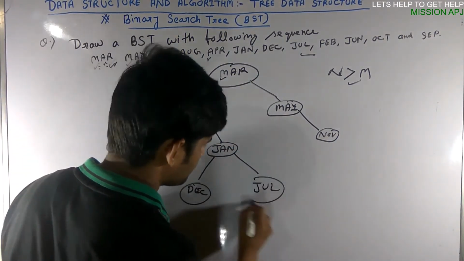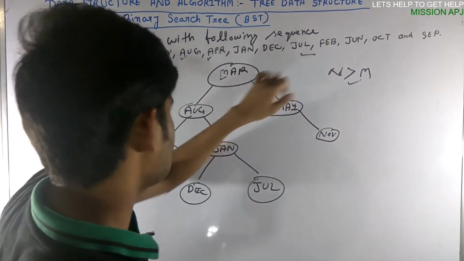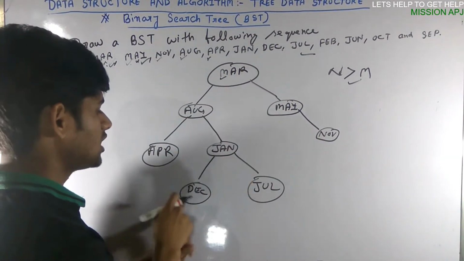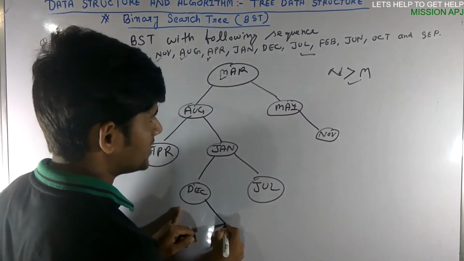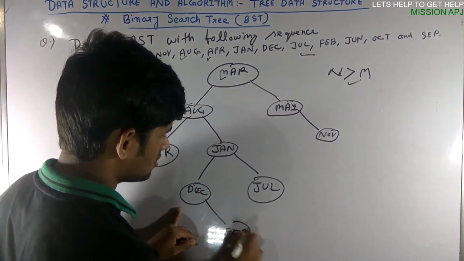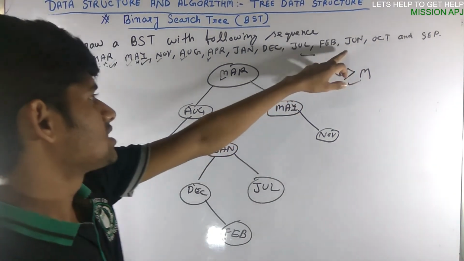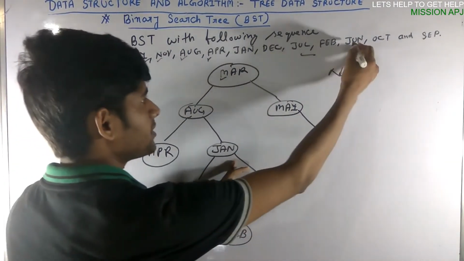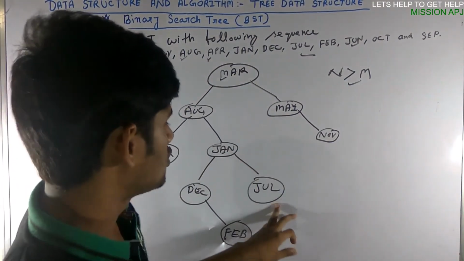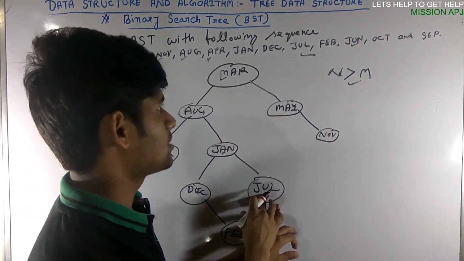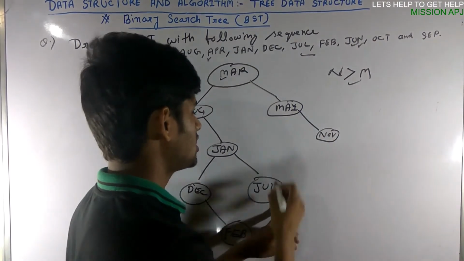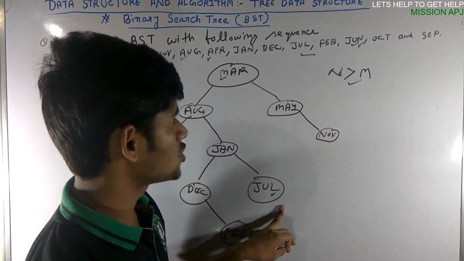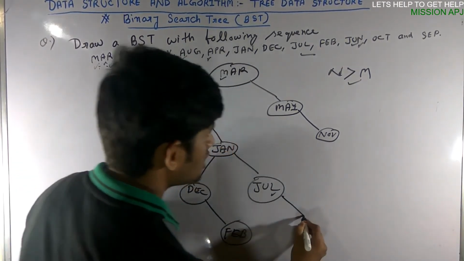So JUL. Fine. February, FEB. F is less than M. Come here. F is greater than A. Go right. F is less than J. Go left. F is greater than D. So go right. So FEB. Now June. J is less than M, go left. J is greater than A, go right. J is equal to J, fine. We will compare U and A. U is greater than A, go here. Now J, U, both are same. We cannot compare, so we will compare the third letter, that is N and L. L comes earlier. So N is greater than L. So it will go right. So JUN.